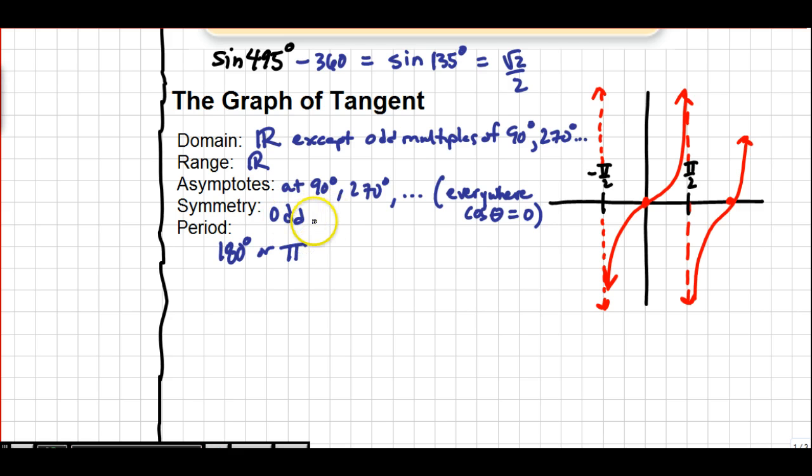A reminder here about the odd symmetry. Again, that means symmetric about the origin. It's just another way of describing odd symmetry. Basically, if you took your graph right now and turned it 180 degrees or looked at it upside down, it would look exactly the same as the graph you're currently looking at on the screen.